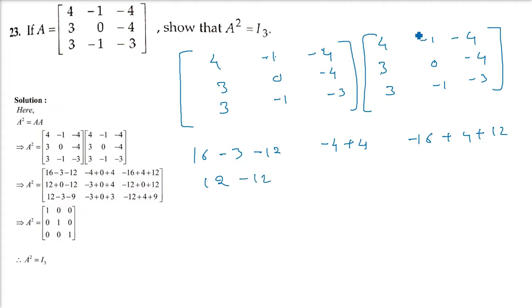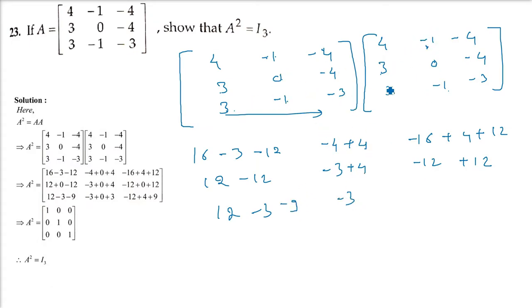Then second row and second column. 3 into minus 1 is minus 3. 0 into 0, 0. Minus 4 into minus 1 is plus 4. So you get plus 4 here. Now it is becoming that identity matrix. If you see very closely, it is going that way ahead. Now the second row and third column, 4 is 12, negative 12. 0 minus 4 is 0. And minus 4 minus 3 is minus 12. Plus 12. Minus minus will be plus. Now third row, first column. 4 is 12. And minus 1 into 3 is minus 3. And this 3, 3, 9, negative 9. Then you have third row and second column.